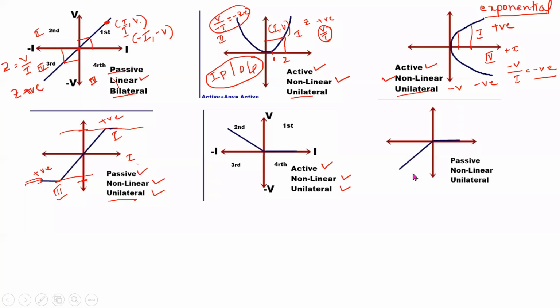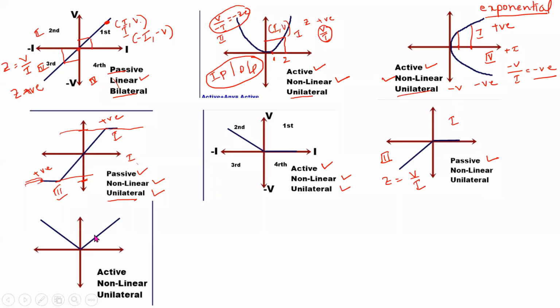Okay. In the sixth graph, it is passive because it lies in the first quadrant and the third quadrant. Impedance Z is the ratio of V by I. It is positive in the first and third quadrant, so it is passive. It is non-linear because we don't find any proper relationship between input and output. We don't find any symmetric values or mirror image of the VI characteristics, so it is non-linear, unilateral and passive.